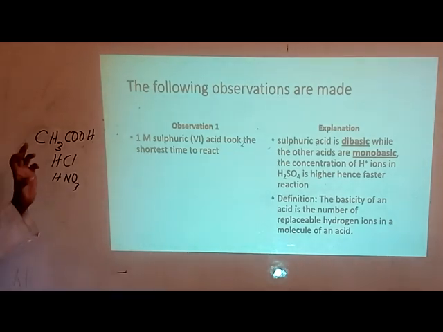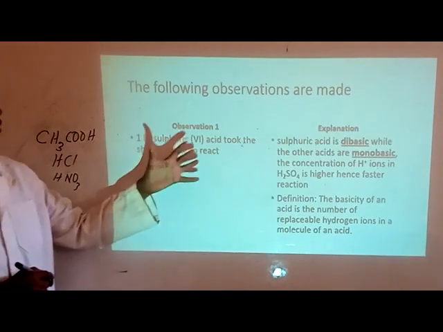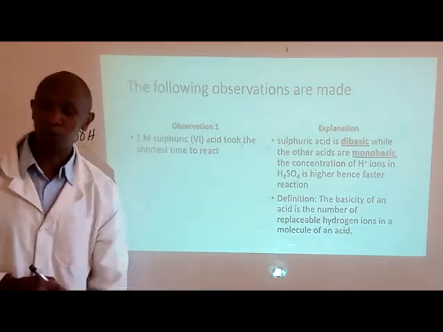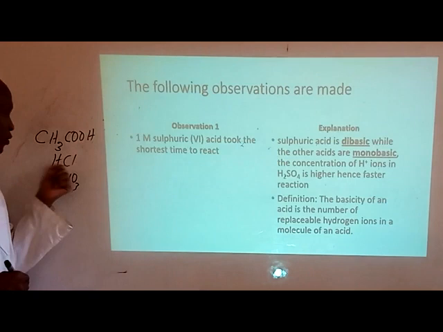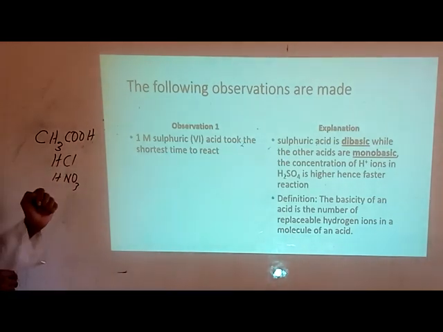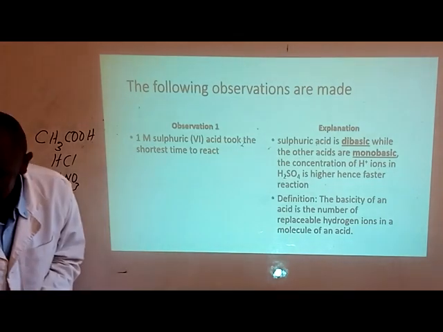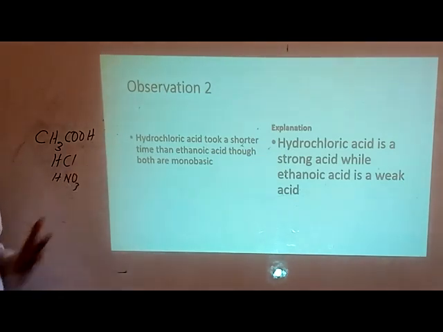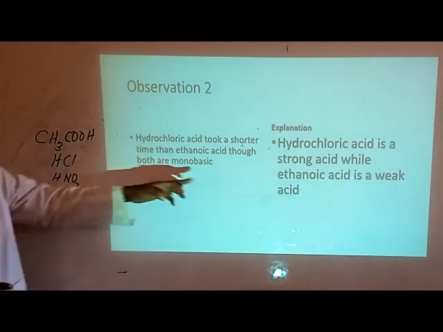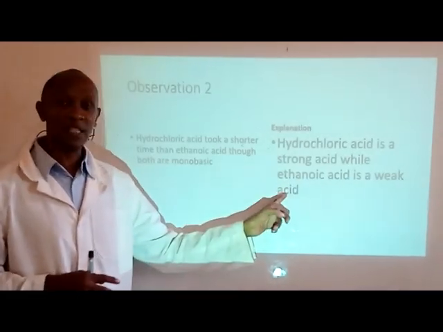So we have easily explained the rate of the reaction with sulfuric acid. It is dibasic, so it produces more hydrogen ions. But what about the other 2 acids, ethanoic acid and hydrochloric acid? Why is it that hydrochloric acid is faster than ethanoic acid? The answer to that can be found in what we now call the strength of the acid. So hydrochloric acid is a strong acid, whereas ethanoic acid is a weak acid.